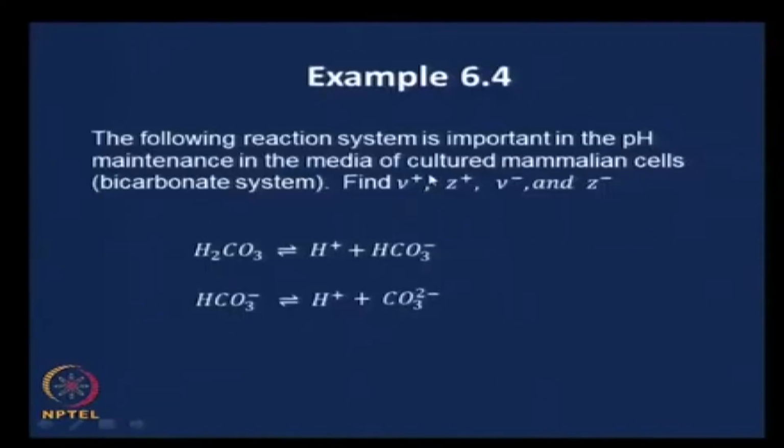Okay. It is essentially an exercise to get comfortable with the terminology, the stoichiometric coefficients as well as the number of charges that are associated with these molecules. The reactions that we are considering here are H2CO3 going to H plus and HCO3 minus, that is the first reaction. So for that you need to write nu plus Z plus, nu minus Z minus, you would have done that, and do the same for the second reaction. So the solution is reasonably straightforward.